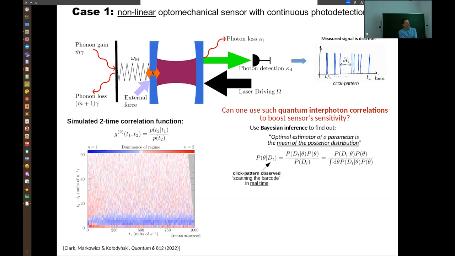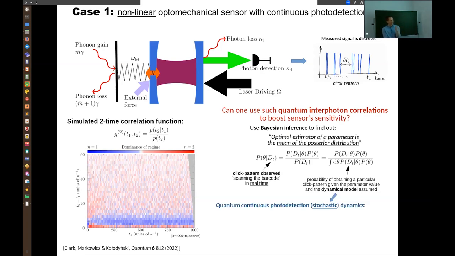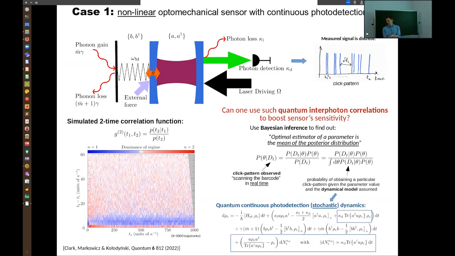So the challenge here is that you now would experiment, you need to scan along this trace, and he gets more and more clicks. And based on these clicks, he actually needs to infer what was the true parameter. But what he actually has is the model, and the model gives you the other way around. The model tells you, given the parameter had some value, this is the probability I got such type of clicks. So what I will not tell you about, and what's behind all this, is that we should use some kind of advanced model of continuous photo detection. And these are continuous measurement stochastic models.